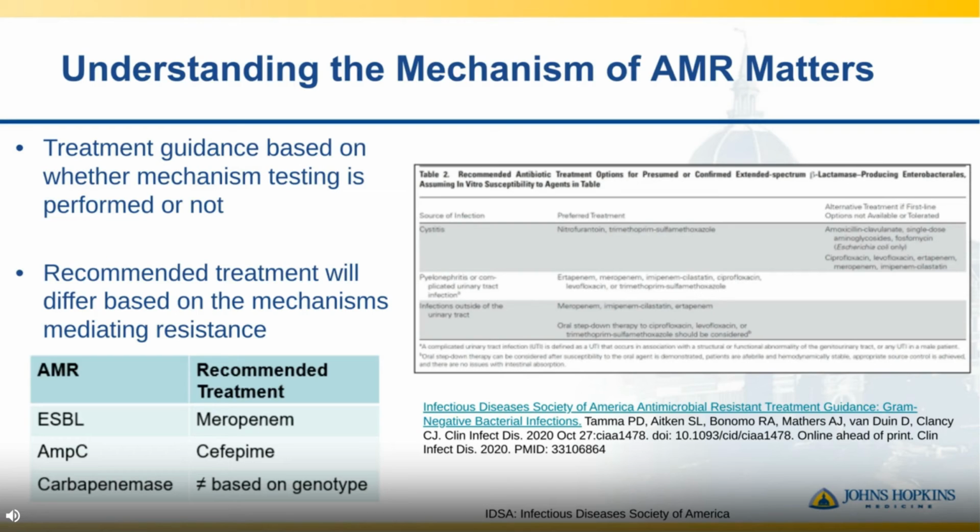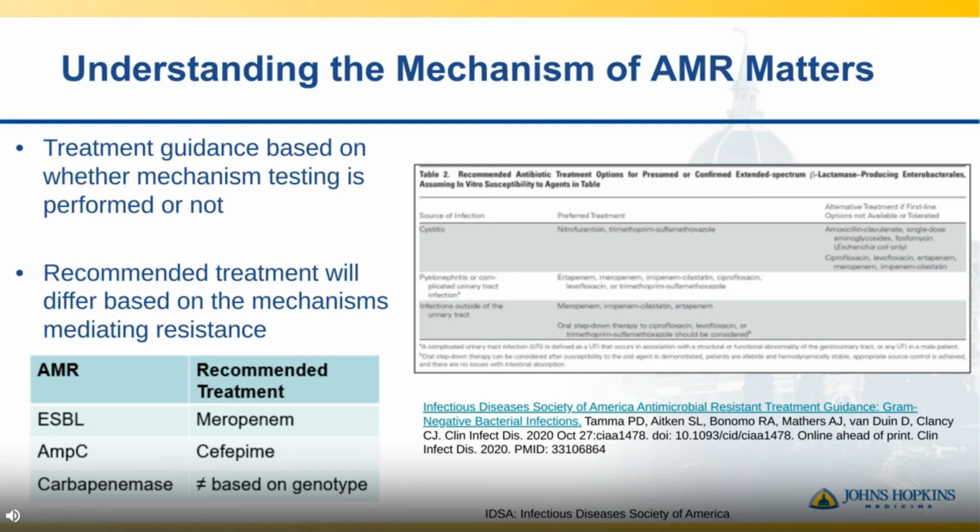The other thing that comes up is that we're now starting to see treatment guidelines based on whether mechanisms of resistance testing is performed or not. And these treatment guidelines recommend therapy. The recommended therapy will differ based off of the mechanism mediating resistance. So for example, if your phenotype is third generation cephalosporin resistance, you don't know based off of the phenotype whether that's mediated by ESBL or AmpC. That being said, if you knew the mechanism mediating resistance, the recommended treatment would differ, where with ESBL, meropenem would be the recommended therapy versus AmpC, cefepime. So not only understanding the phenotype, but knowing the mechanism mediating that phenotype can be helpful.